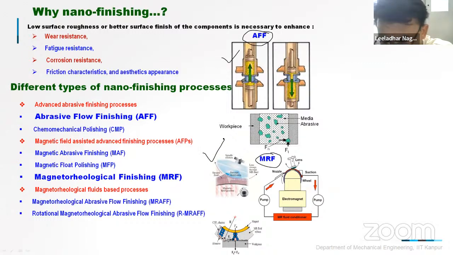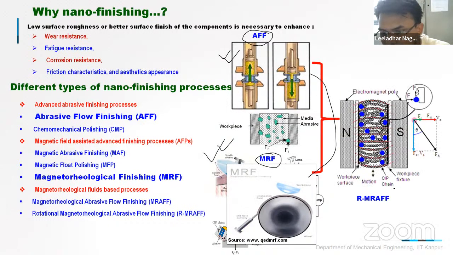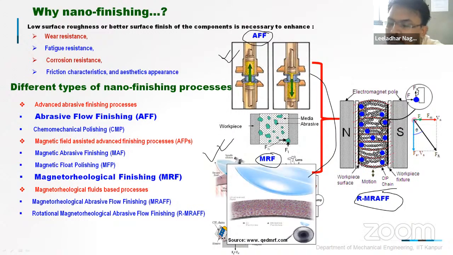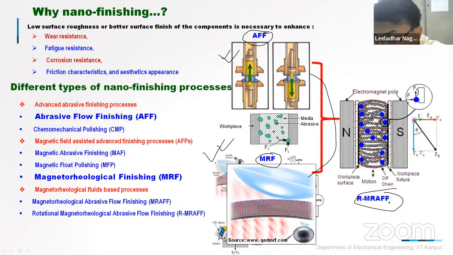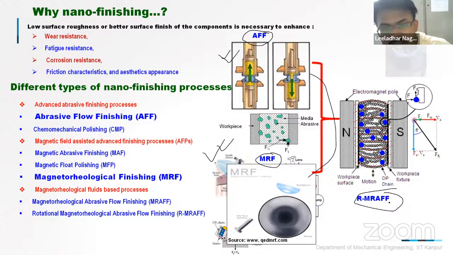Deterministic and not deterministic means that in this process we cannot control the temperature, but here we can control the temperature. We have combined both processes and come up with this new process, the R-MRAFF process. This is an advanced finishing process, rotational magneto-rheological finishing. The detailed construction of this process I will discuss in the next slides.